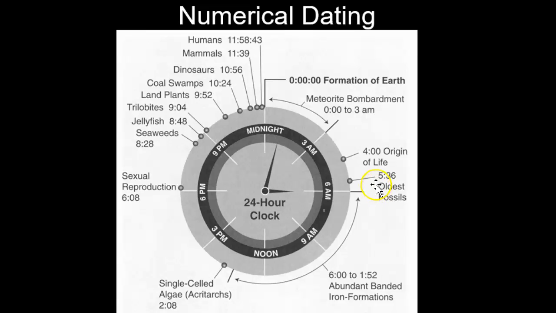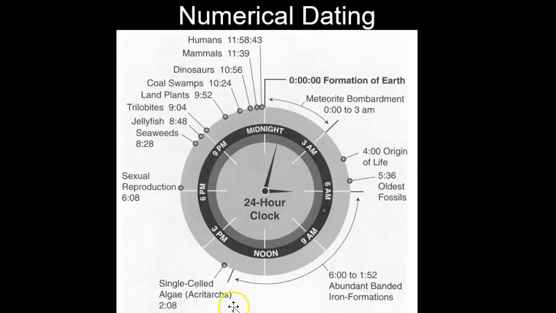Between 6 a.m. and almost 2 p.m. there were abundant banded iron formations being made, which exemplifies a time during which our atmosphere was undergoing major changes. So this is a topic that is covered in depth during historical geology. So if you want to learn a little bit more about it, register for it.